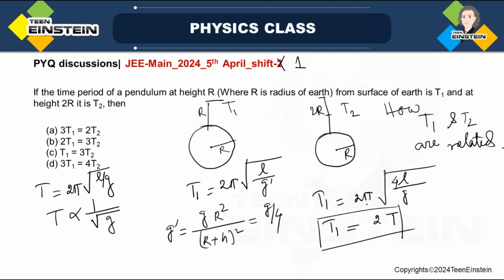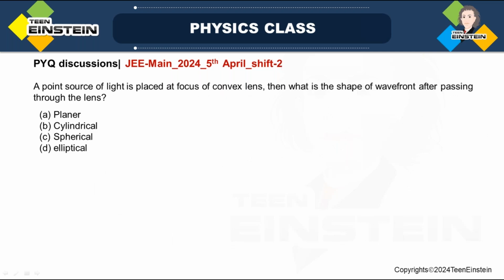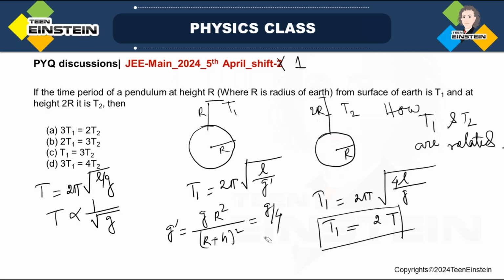Similarly, when the pendulum is taken to 2R height, I can just put the value of 2R over here. Then I will get G′ is equal to G by 9. Okay, now if I put this G′ at this particular position, I'll get T2 is equal to 2π√(...). Okay, so this is actually 2 times before, so this will be 3 times. 3 times of T, 3 times T.